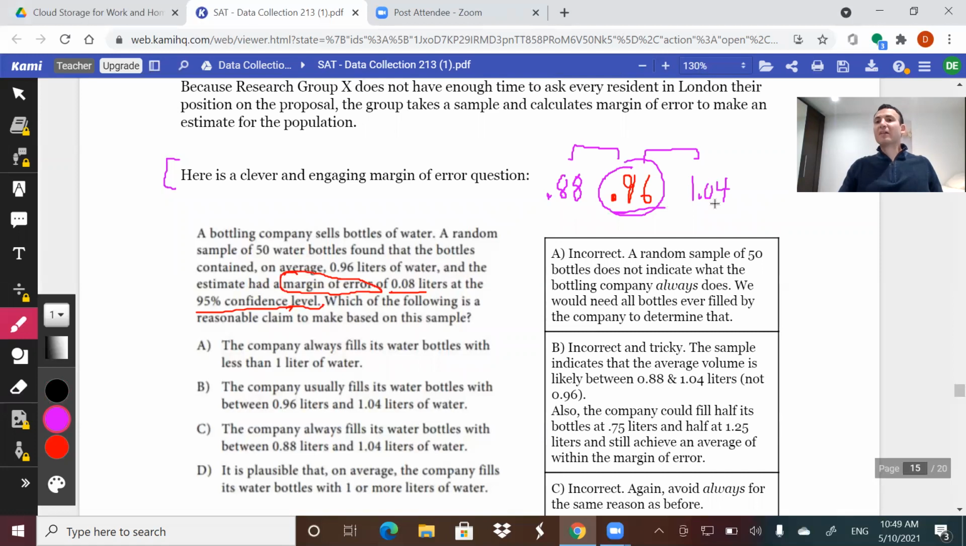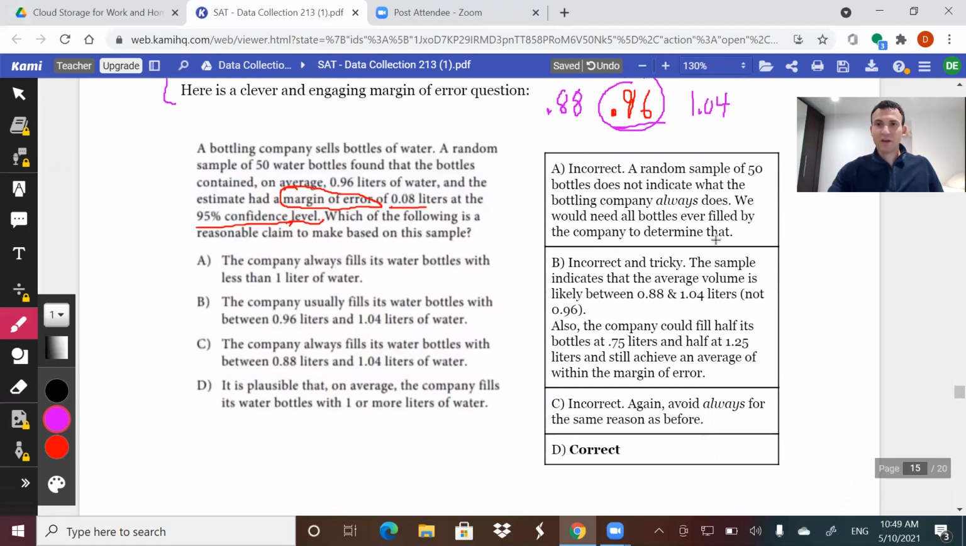Do we know for a fact that the average will fall within this range? No, because we'd have to, again, test all the bottles to know that for certain. But we are estimating that. We think it is likely. That's what margin of error means. And we're 95% confident that we're right about this. 95 out of 100 times we think that the average weight for all bottles for the day would fall within this range. So let's look at these claims.